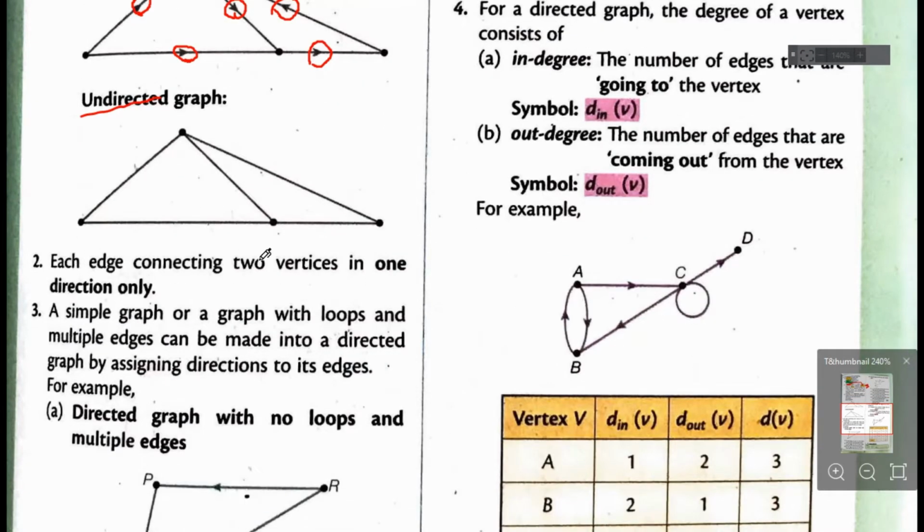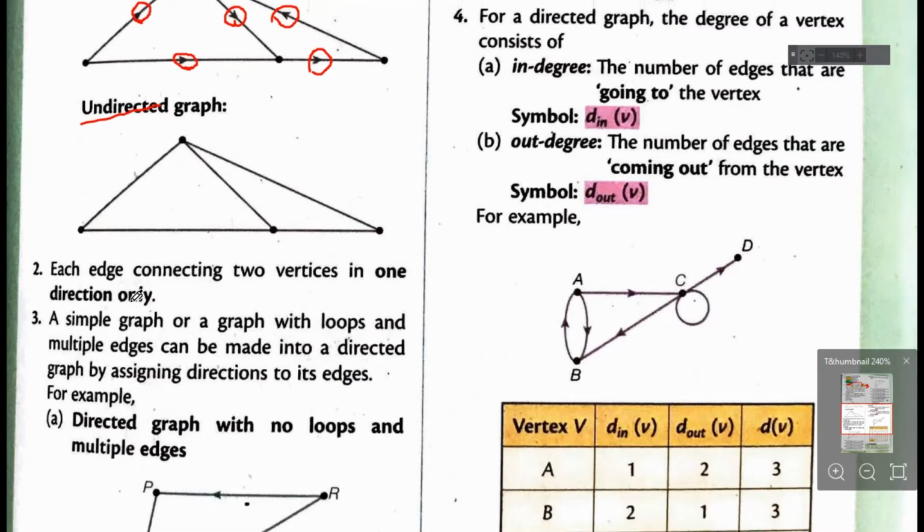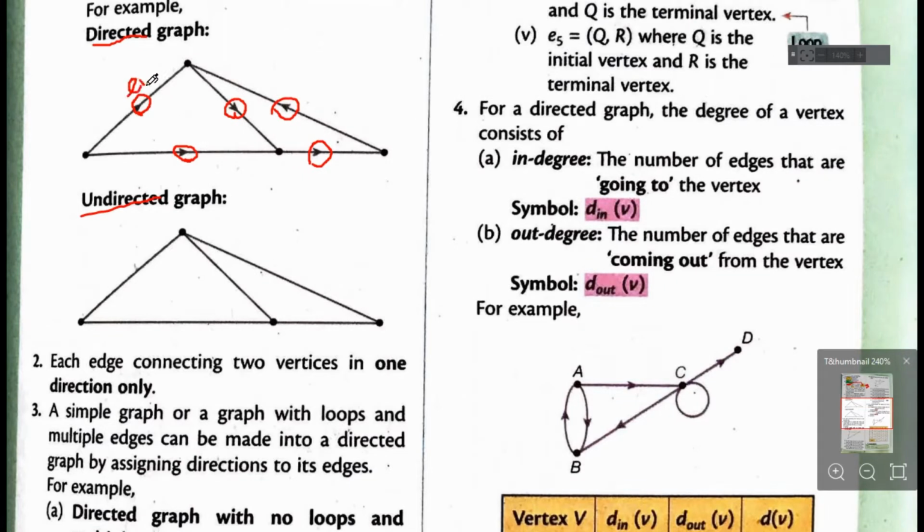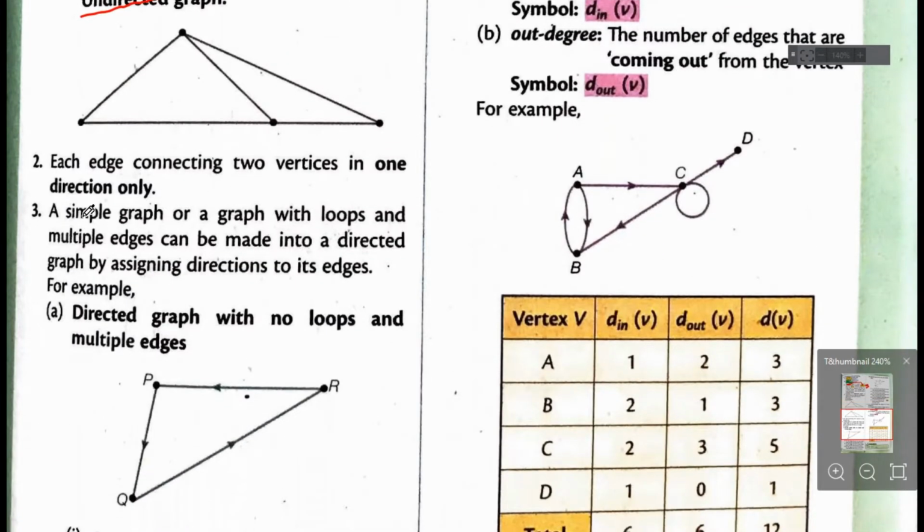Each edge connecting two vertices in one direction only. Okay, so this is called edge. H1, H2, H3, H4, and H5. For each edge, we only have one arrow. That means only one direction, not in both directions. So only one direction. It only goes in one direction, it does not go and come back. A simple graph or a graph with loops and multiple edges can be made into directed graph by assigning direction to its edges.